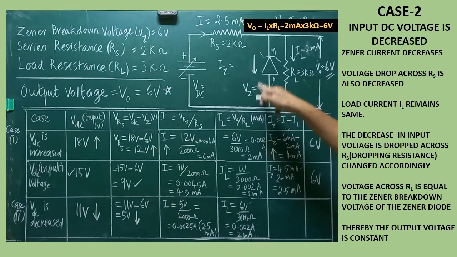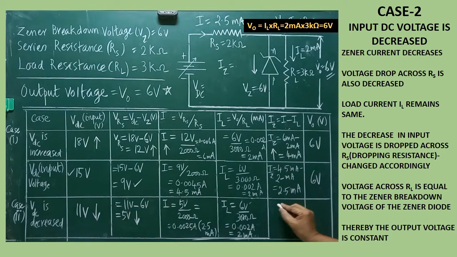Now we will calculate the Zener current. How to calculate Zener current? Very easy. IZ is equal to, now by using Kirchhoff's law, I minus IL. So what is the value of I? 2.5 milliampere. And then what about IL? IL is 2 milliampere. 2.5 milliampere minus 2 milliampere is equal to 0.5 milliampere.